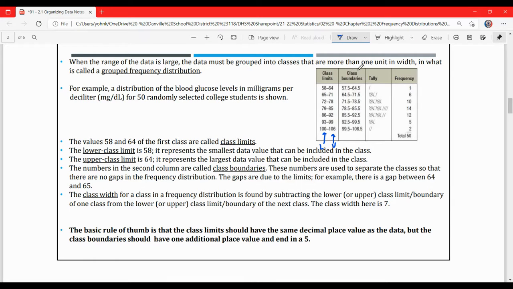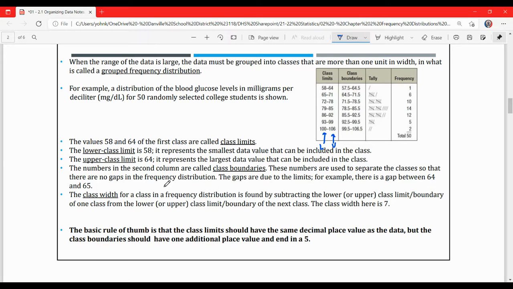The numbers in the second column are called the class boundaries. These numbers are used to separate the classes so that there are no gaps in the frequency distribution. The gaps are due to the limits. For example, there's a gap between 64 and 65. So right here, after 64 and before you get to 65, what if you have a decimal? Where are you going to put it? So that's why class boundaries were introduced, so that you can notice that one class boundary backs right up to the next class boundary.